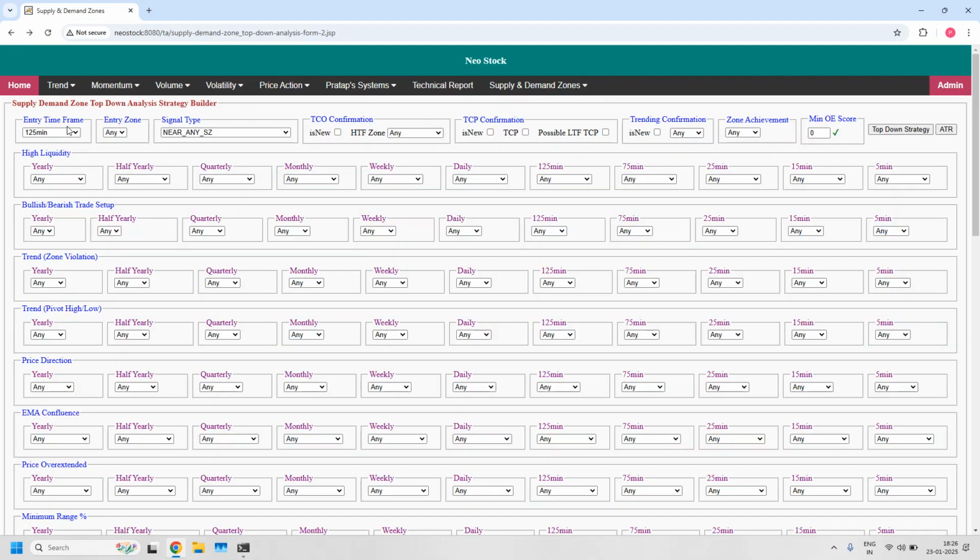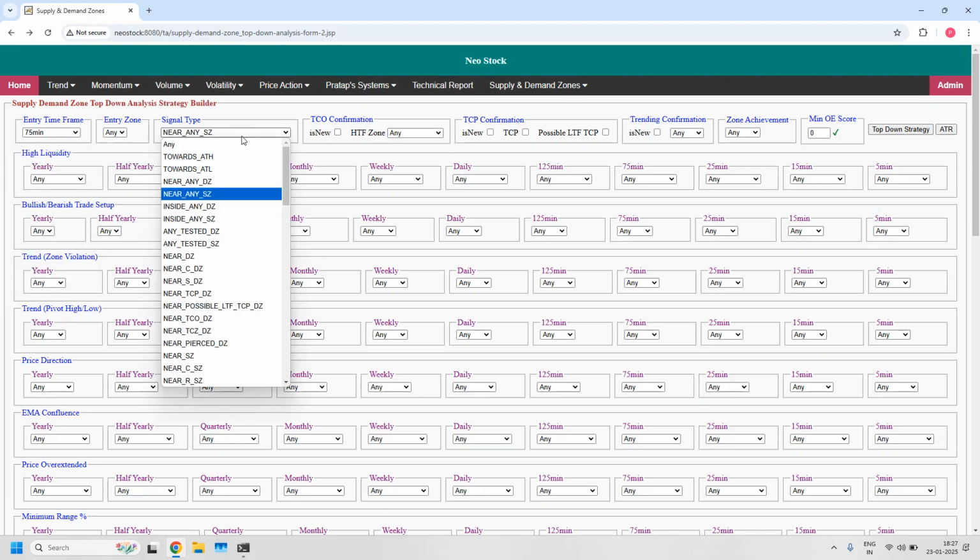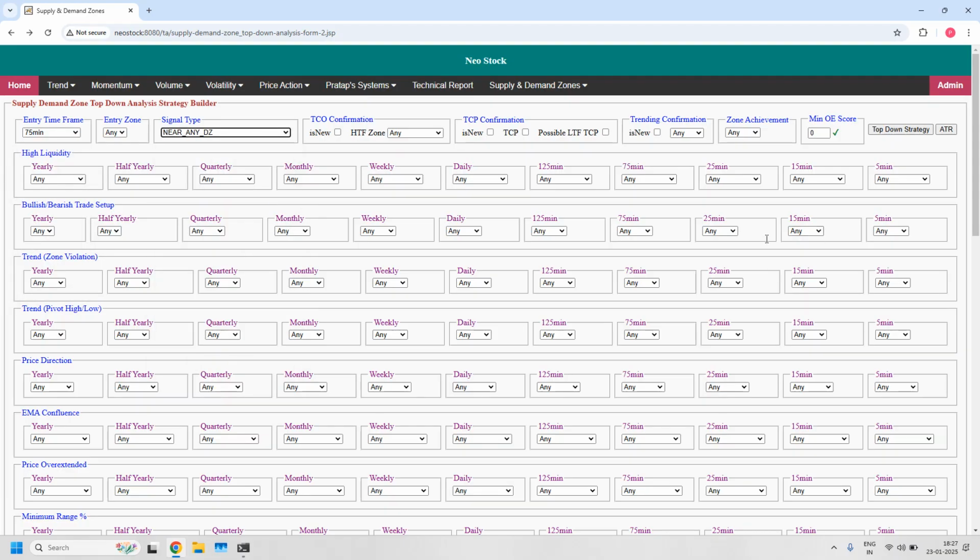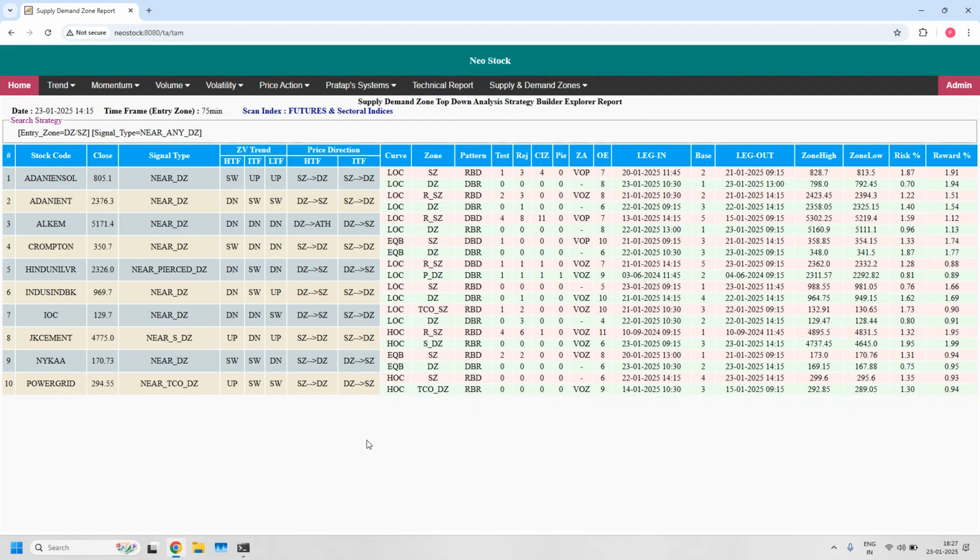Next time frame is 75 minutes. Entry time frame 75 minutes. Let us find the stocks near 75 minutes demand zone. We got 10 stocks. Let us identify high liquidity demand zones from this list. JK Cement is having a high liquidity demand zone. That's it. We have only one high liquidity 75 minutes demand zone from this list.